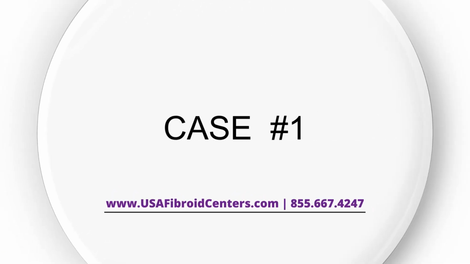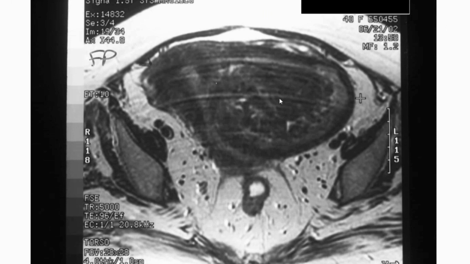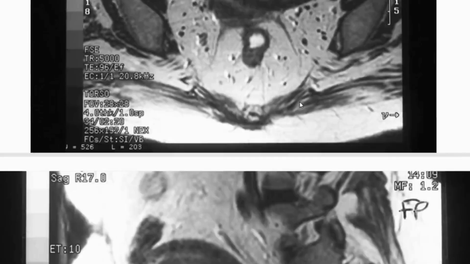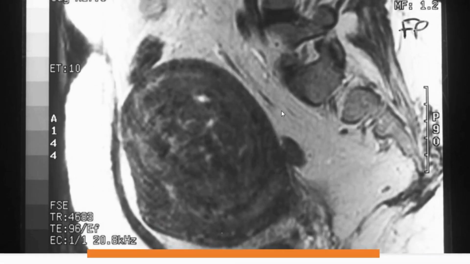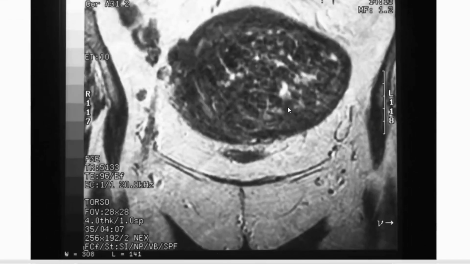You can see here, this is an MRI, and you can see this is the endometrial cavity, the white stripe here. This is a big fibroid in the left lateral wall of the uterus. This is a sagittal view of the same thing, and that left lateral fibroid is posterior in location toward the back. And this is the axial plane.